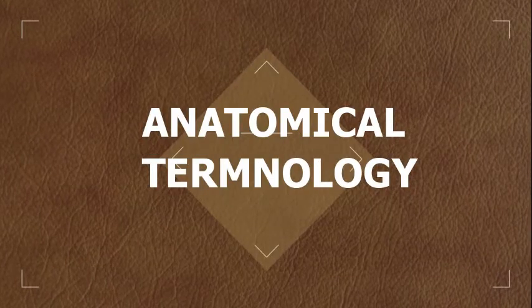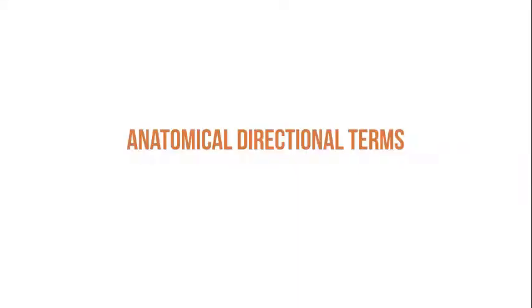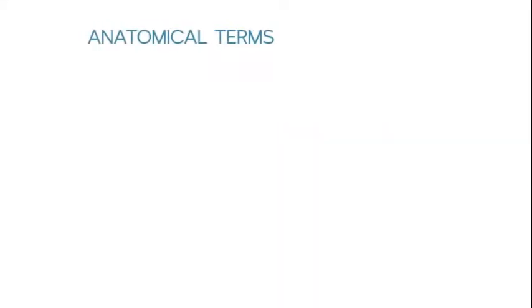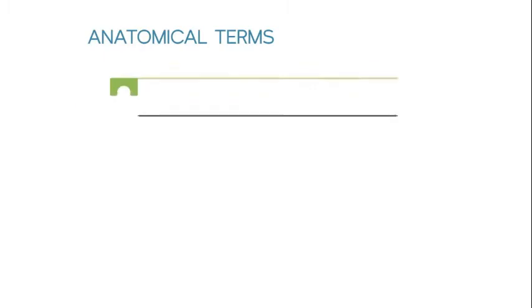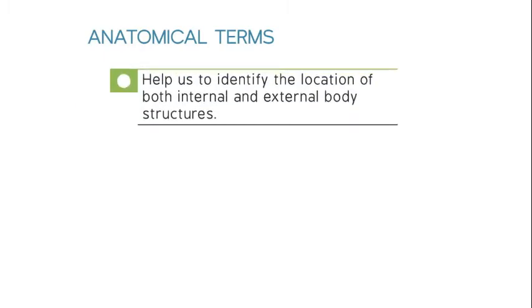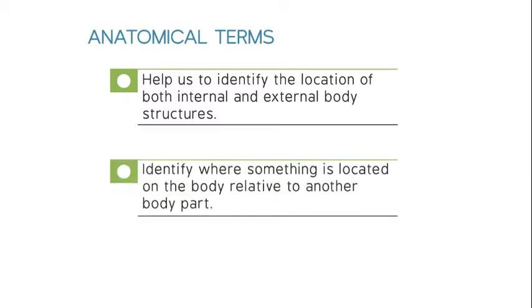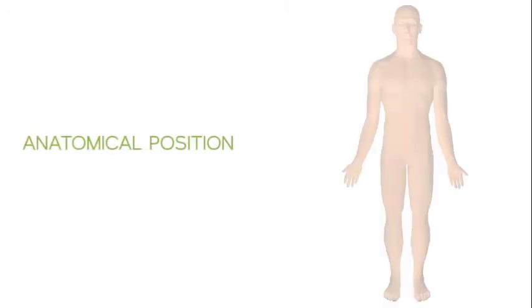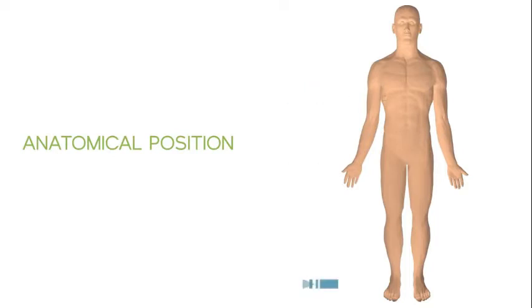Anatomical terminology. Anatomical terms help us to identify the location of both internal and external body structures. They identify where something is located on the body relative to another body part. The anatomical position is an upright standing position with arms at the sides, palms facing forward and both feet together.